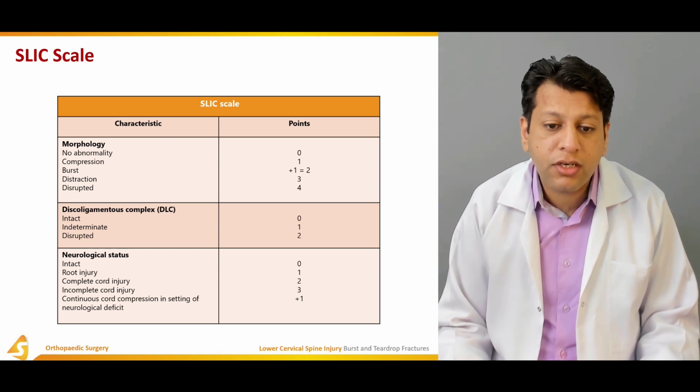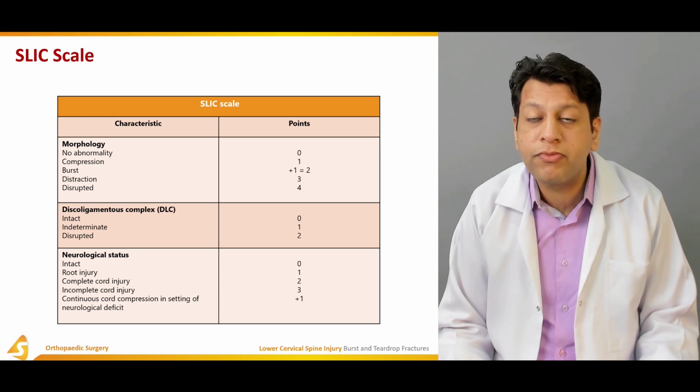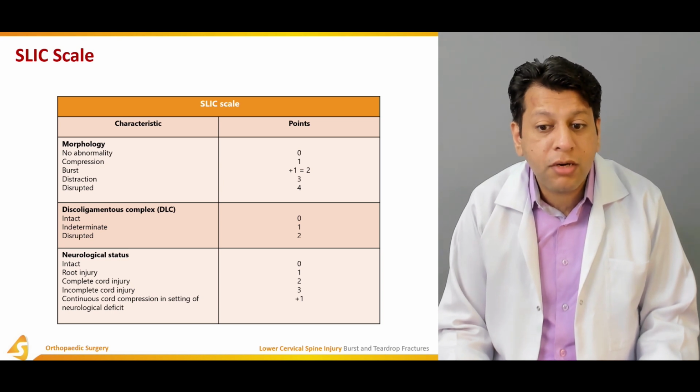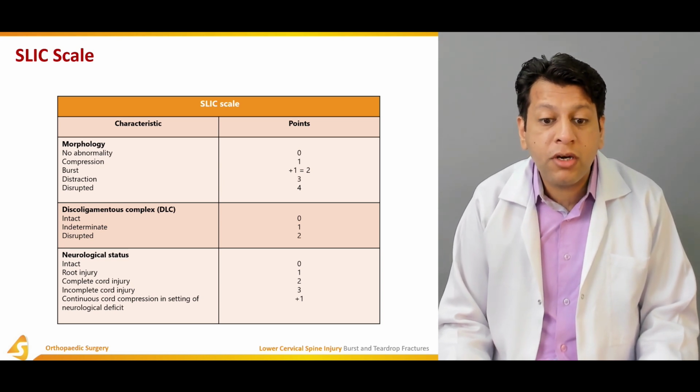Coming to the neurological status of the patient, if it's intact, it's 0. Root injury only, it becomes 1. If it's a complete cord injury, it becomes 2. If it's an incomplete cord injury, it's 3.